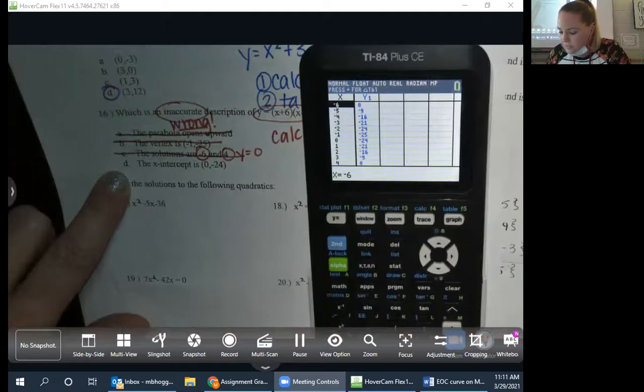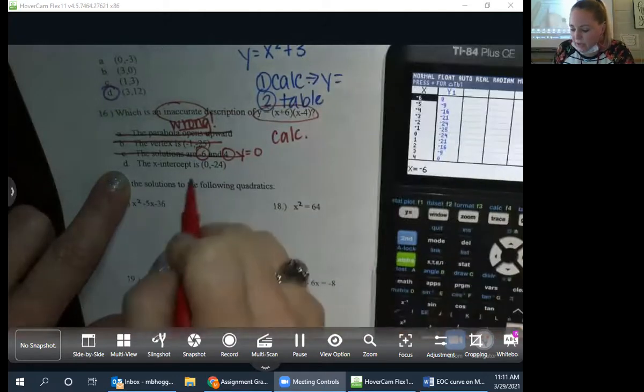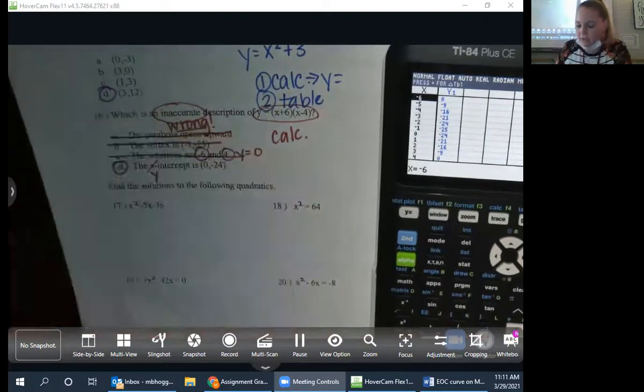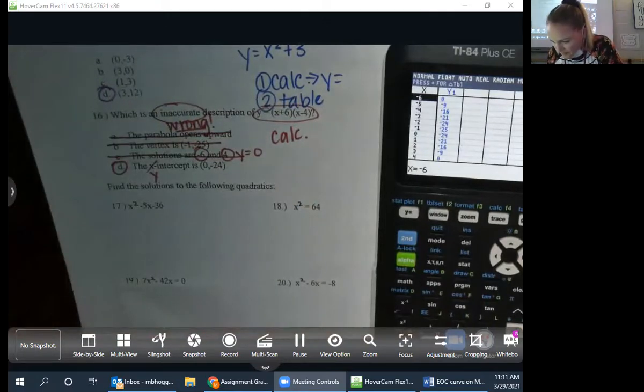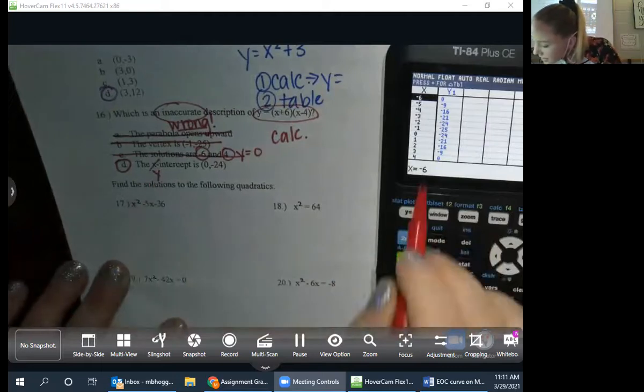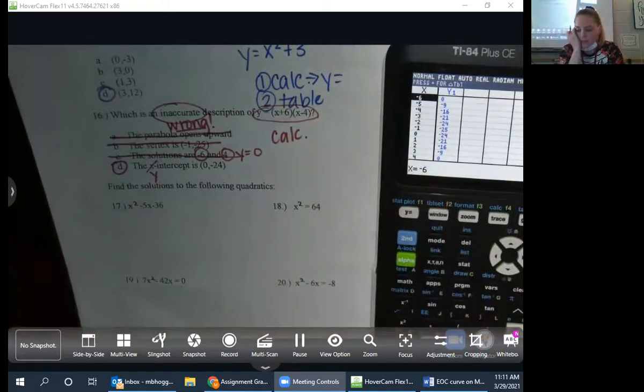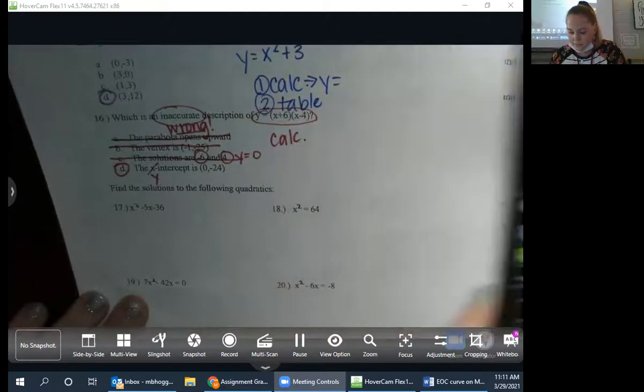The x-intercept is 0, -24. That's not the x-intercept. That's the y-intercept. So this would be an inaccurate description. The reason I know that it's the y-intercept is because x is 0, and when x is 0, that means it's your y-intercept.